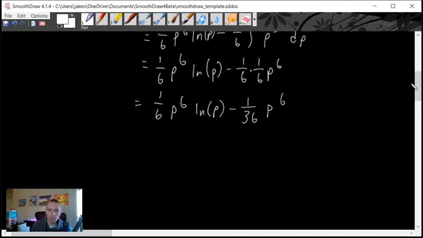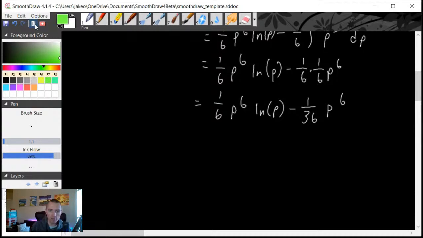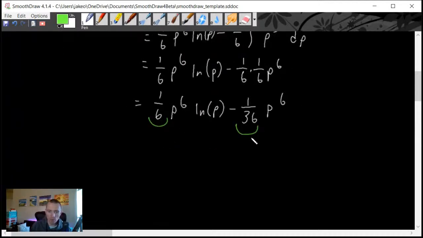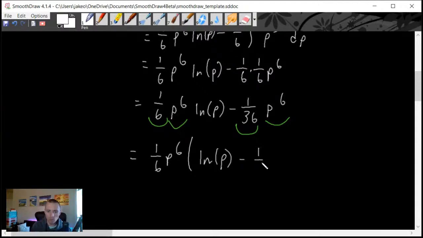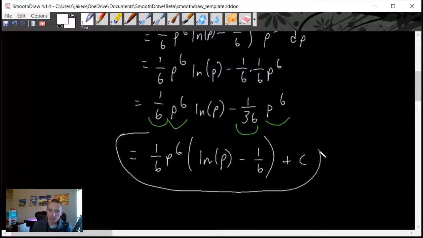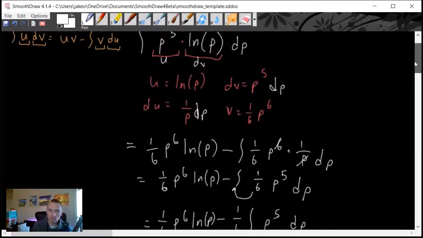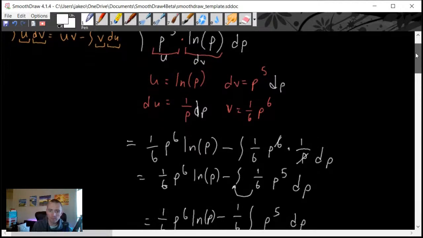And we could simplify this a bit by pulling out a 1/6 p to the 6, because both terms have a 1/6 in common here that we could factor out, and they both have a p to the 6 here that we could factor out. So doing that is just going to give us 1/6 p to the 6, and then parentheses ln p minus 1/6. And now we do want to add a plus c on there as well. And then that's going to be the integral of the original function that we had to find the integral of.